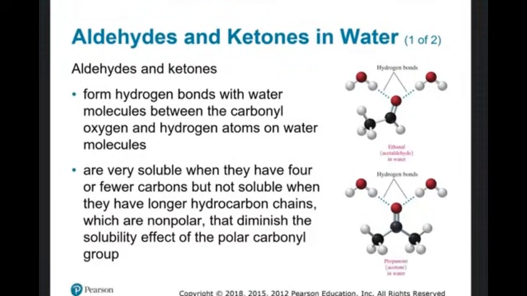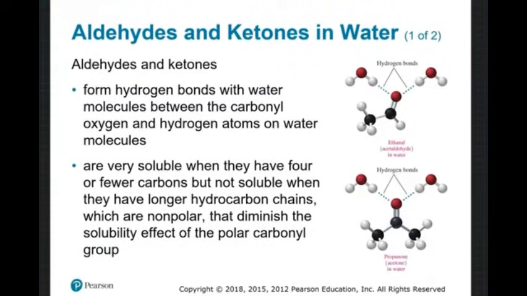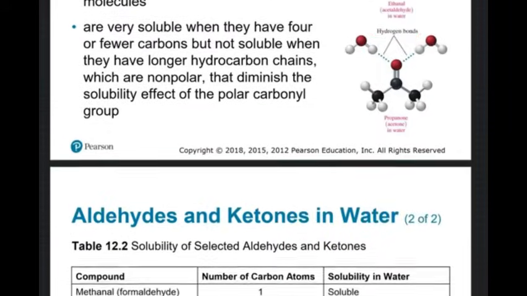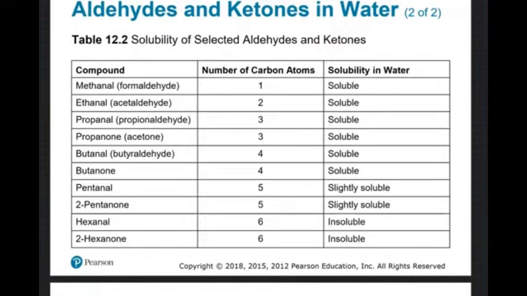The smaller aldehydes and ketones can be dissolved in water because the highly polar oxygen in the carbonyl group forms hydrogen bonds with hydrogens of water. Okay? So 4 carbons or less. Essentially, all the way up to 4, they are soluble. Anything above it? Not really.